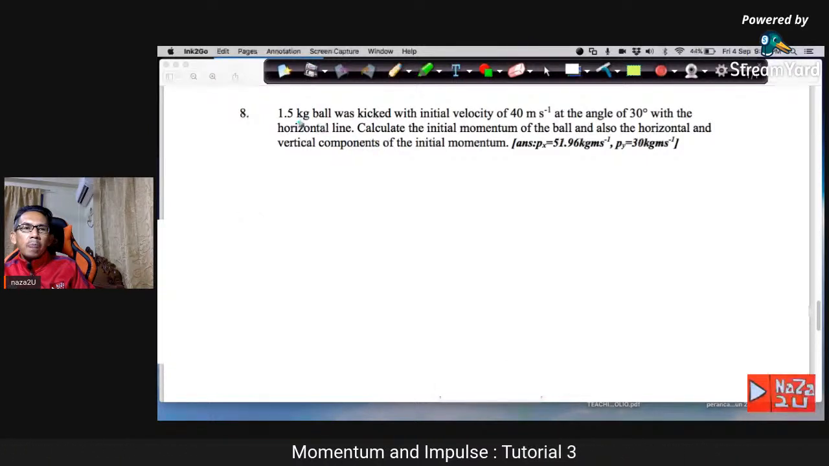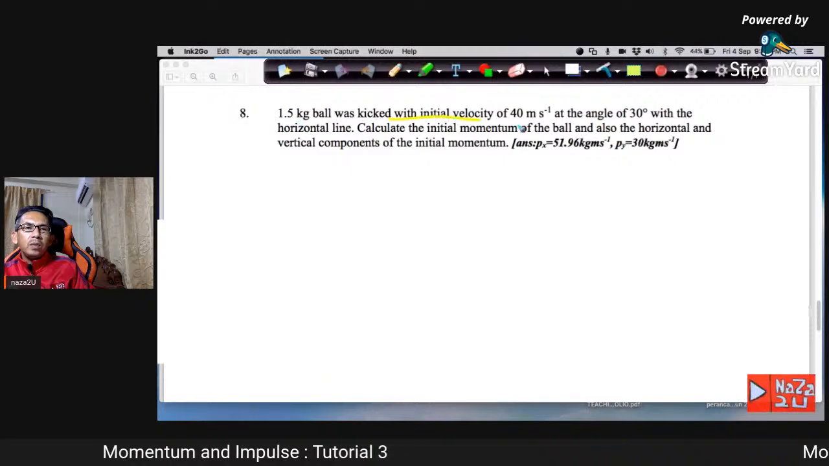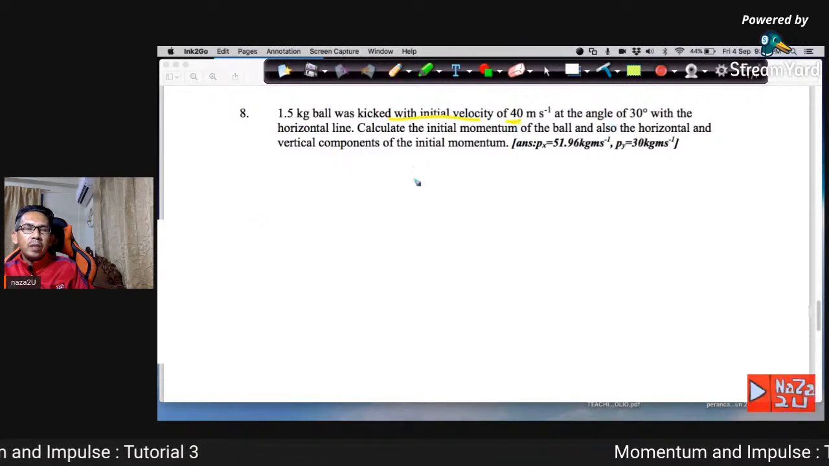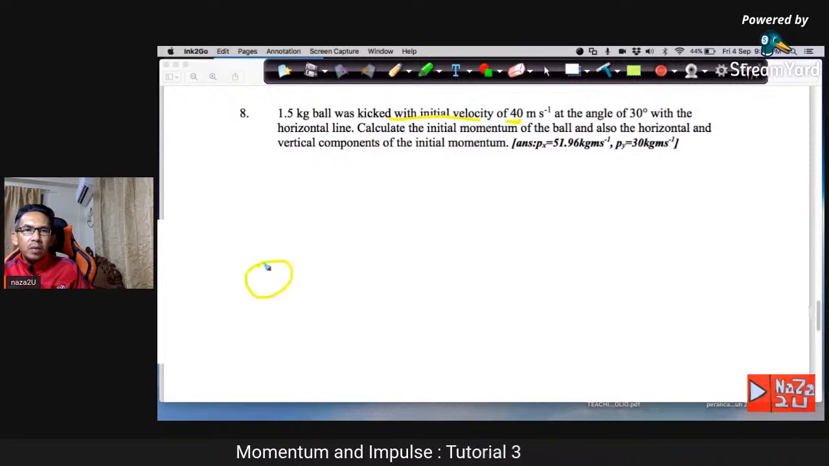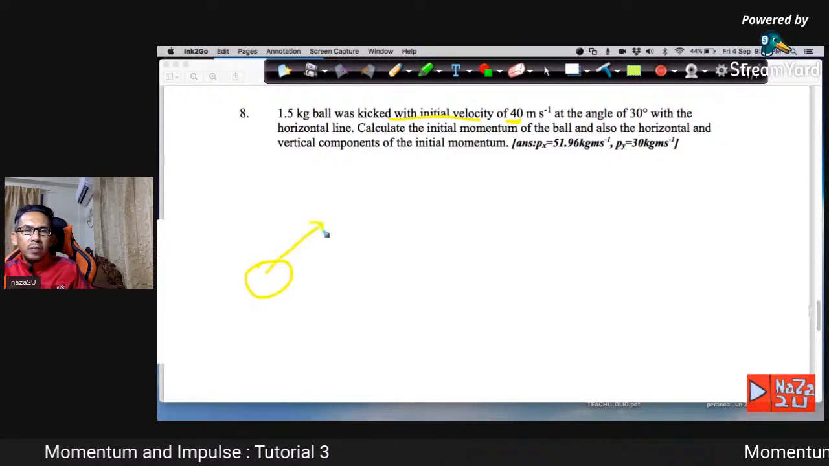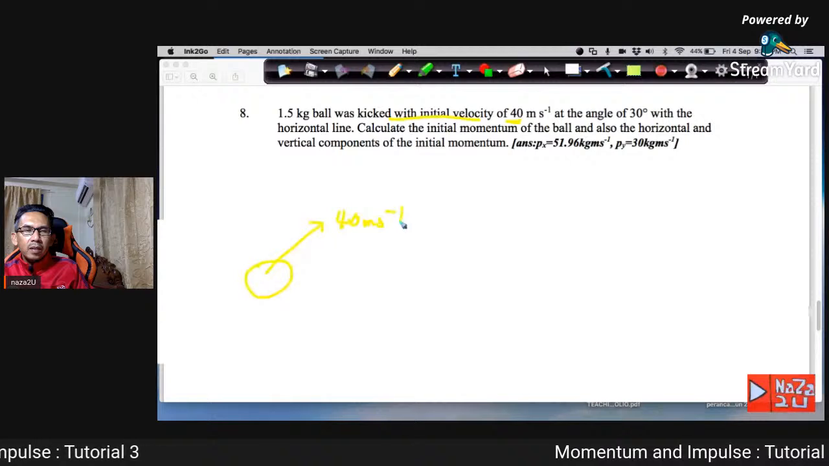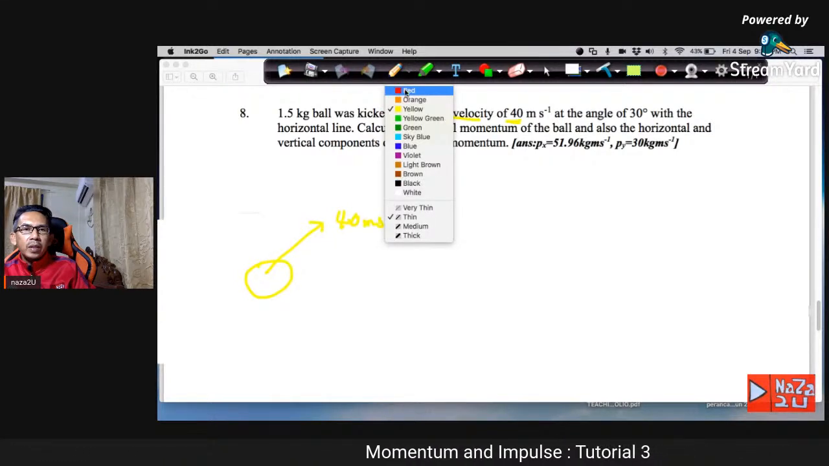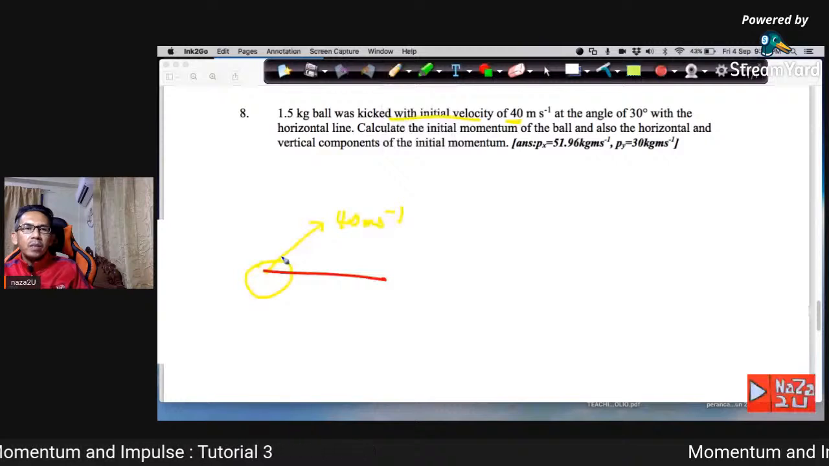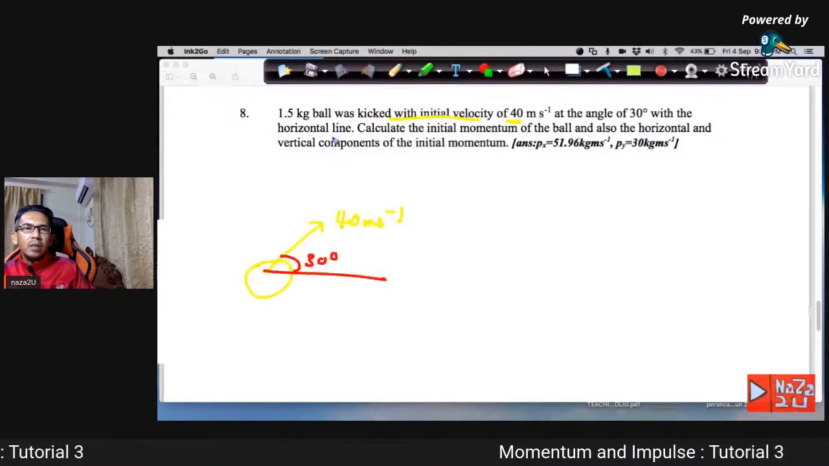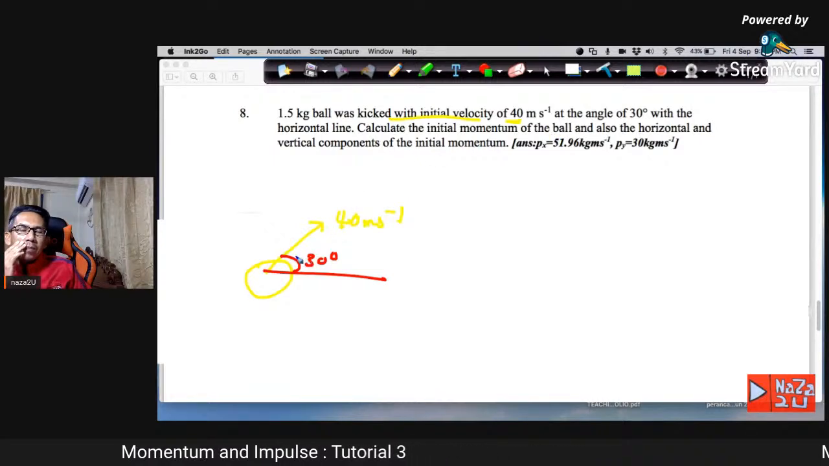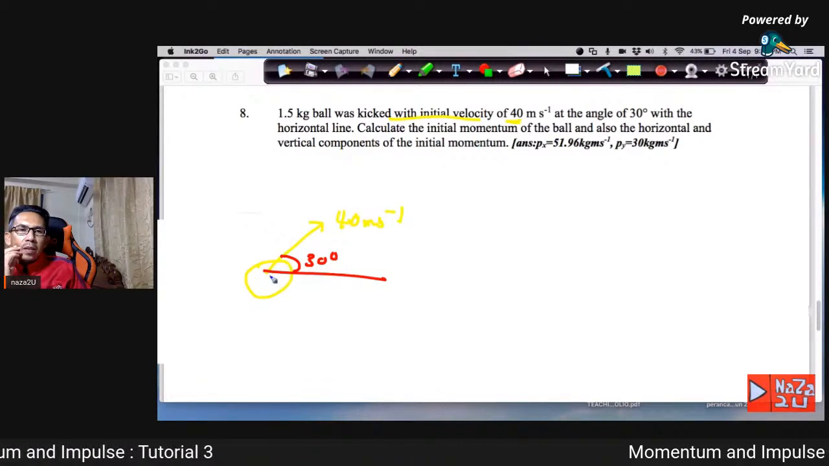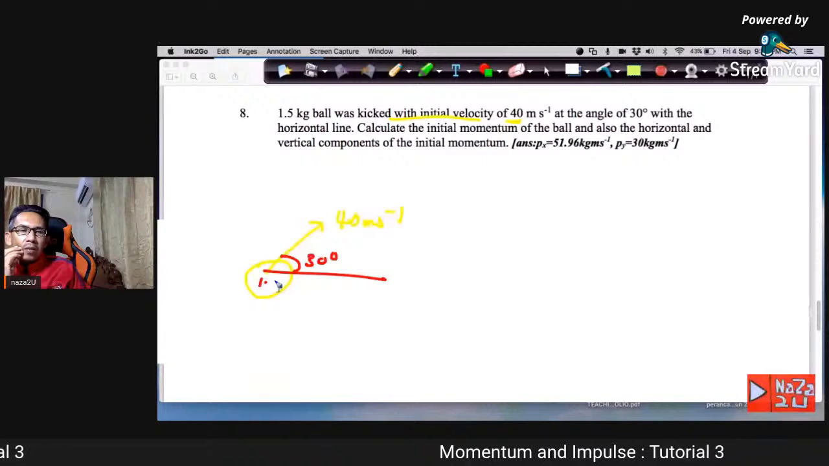A 1.5 kilogram ball was hit with initial velocity 40 meter per second at an angle of 60. This is like projectile motion. We have the ball with initial speed 40 meter per second, with the angle theta being 30 degree from the horizontal line. Calculate the initial momentum of the ball, also horizontal and vertical components.